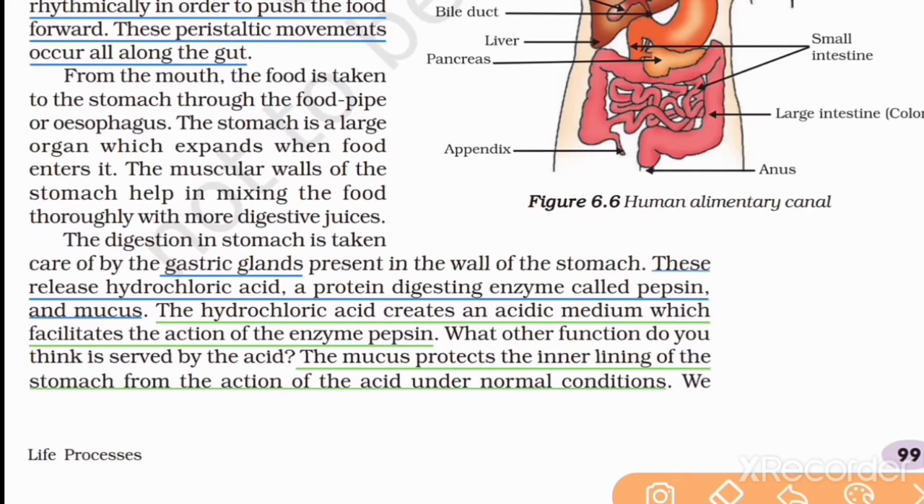It hydrolyzes the protein. Mucus is the inner covering of the stomach. It protects the inner lining of the stomach from the action of the acid under normal conditions. These are the three important points of the stomach.